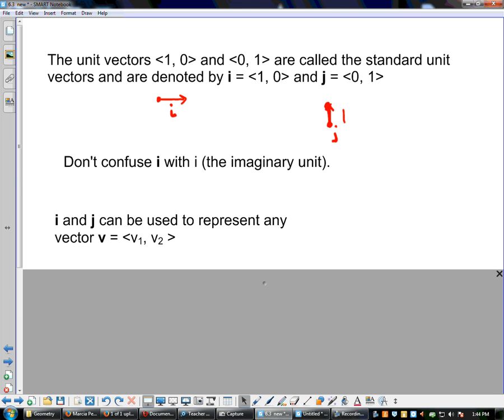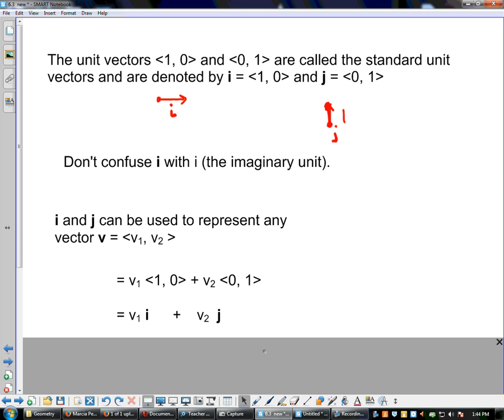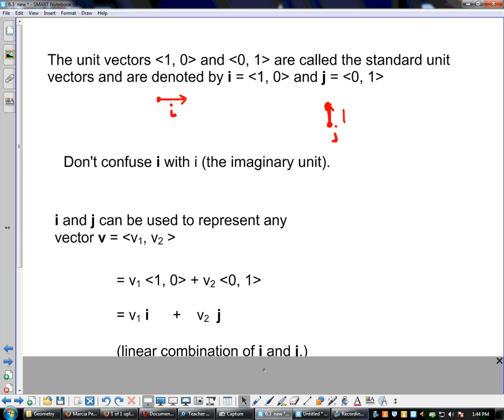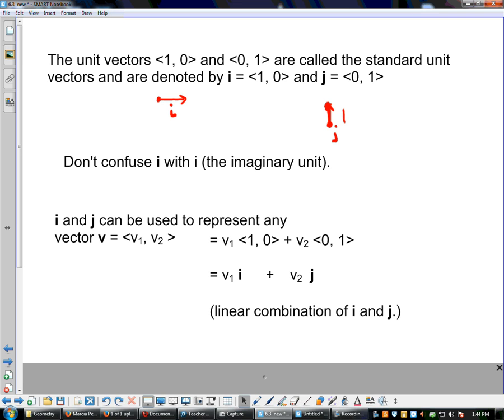Okay, so boldface I and boldface J can be used to represent any vector V in component form, V1, V2. In other words, we could write V1, this first component, times that standard unit vector that goes to the right, 1, 0, plus V2 times the standard unit vector that goes vertically. And we could write this as V1 I plus V2 J. This would be considered a linear combination of our standard unit vectors, I and J.